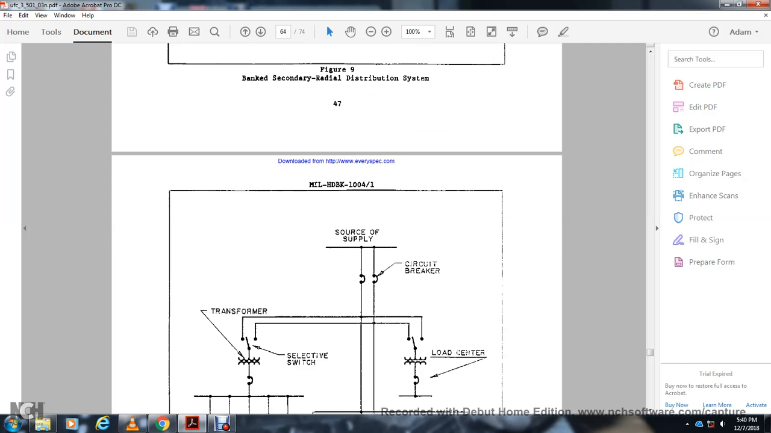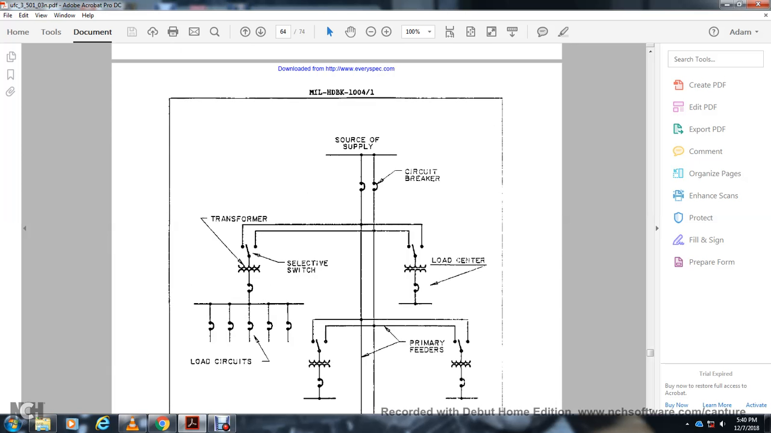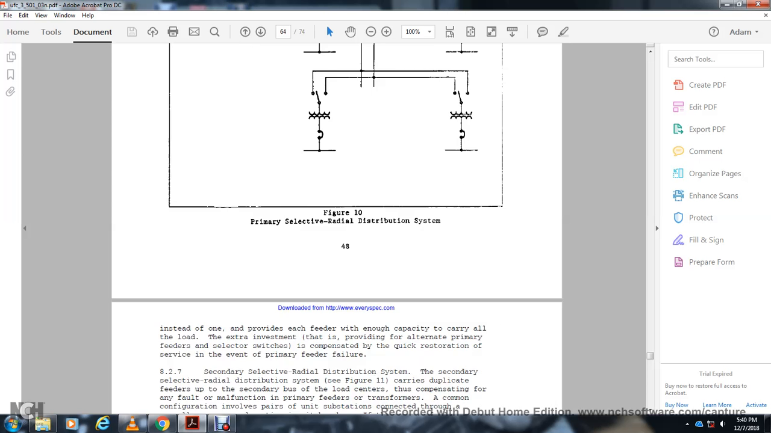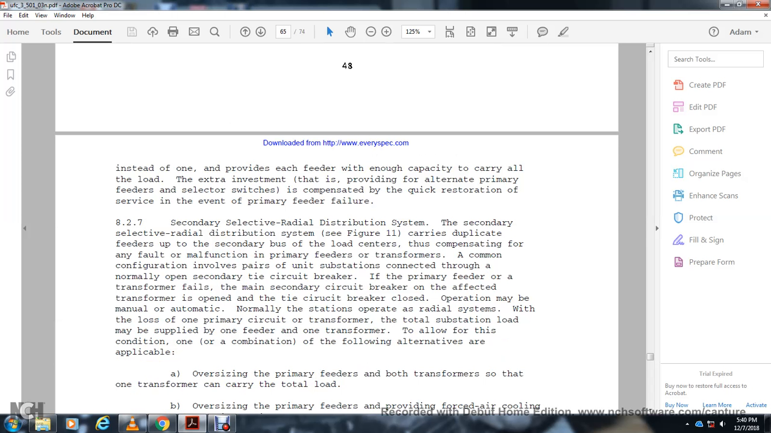Supply source, circuit breaker with the transformer, selective switch, load center, load circuit and primary feeders, and this is your primary selective radial distribution system, figure 10. Each of the feeders is provided with enough capacity to carry all the load, at extra investment. This provides an alternative primary with the selector switch, with a quick restoration of service on failure of one of the primary feeders.